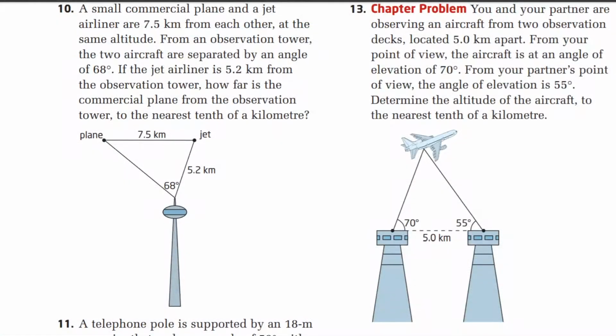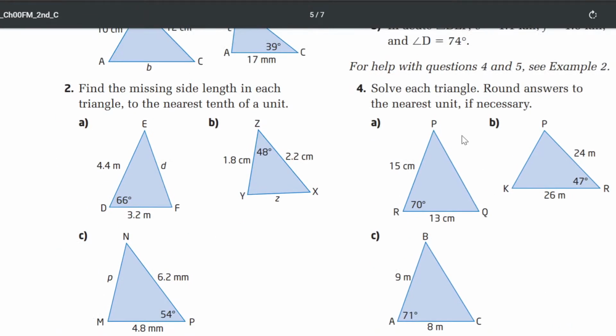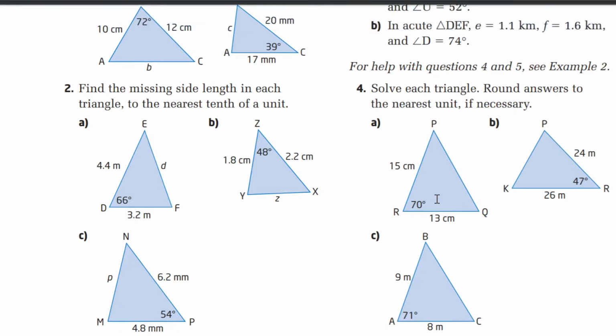So question number 4, we flip over here to the textbook. Question number 4: solve each triangle, round answers to the nearest unit. So we're given an angle in between two sides, and because we want to solve the triangle, that actually means we want to solve everything in the triangle. So when you see solve a triangle, it means find every missing value.